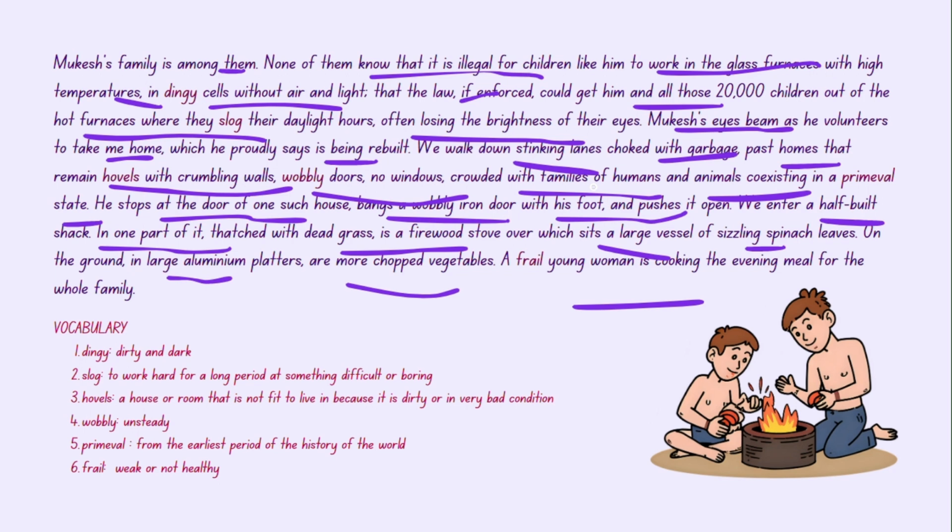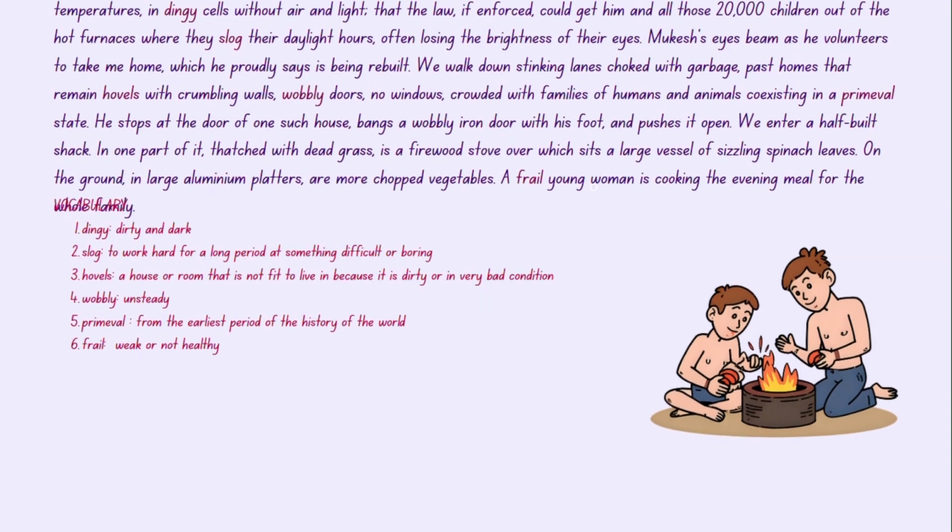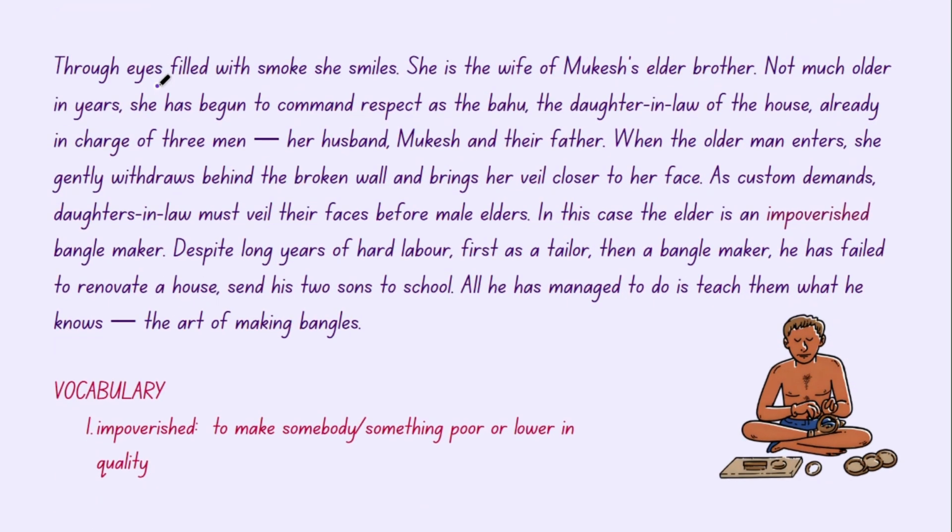And on the ground, in large aluminium platters, in large plates of aluminium, there are more vegetables that have been chopped for the dinner of that day. There is a frail young woman, a weak, unhealthy young woman who's cooking the evening meal for the whole family. Through eyes filled with smoke, she smiles.